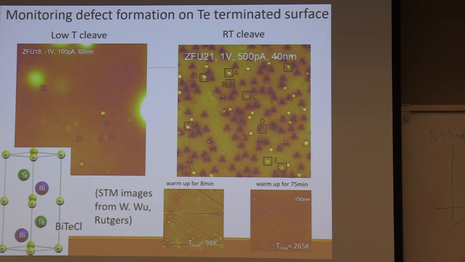And it's even worse than that, or better, depending on how you view it. If you cleave it at low temperature, and then you let it warm up, right? So here, you've let it warm up for 8 minutes, so you get a couple of defects. You let it warm up for 75 minutes, then you just have defects everywhere. One of the nice things about layered materials is that when you cleave it, you get a good idea of what the bulk is like. So you cleave it, you see the bulk, and there are no defects in the bulk. But then if you just wait, they form spontaneously.